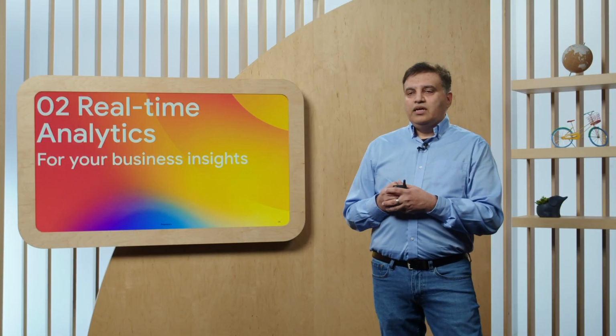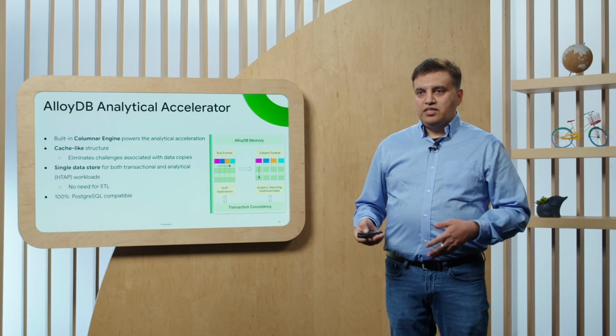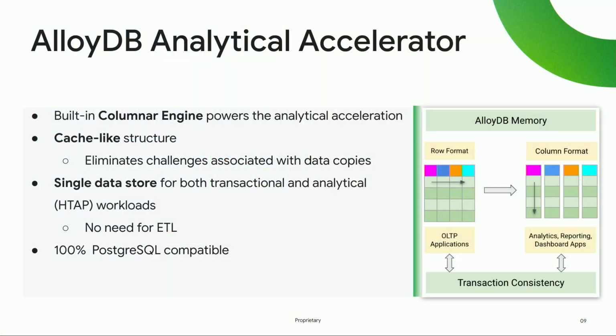Let's start looking into real-time analytics and business insights, and how it is done in AlloyDB. AlloyDB has a built-in feature called the columnar engine. It's off by default, but you can turn it on. Once you turn it on, it creates a memory structure in a columnar format. It's a cache structure, nothing stored on the disk.